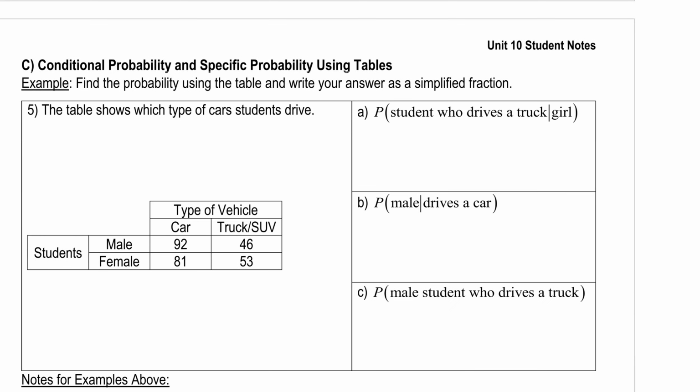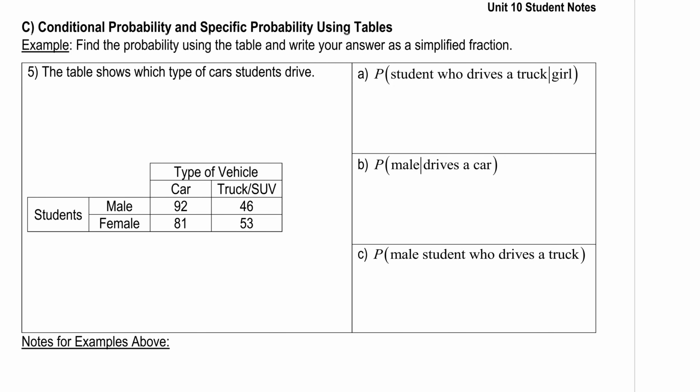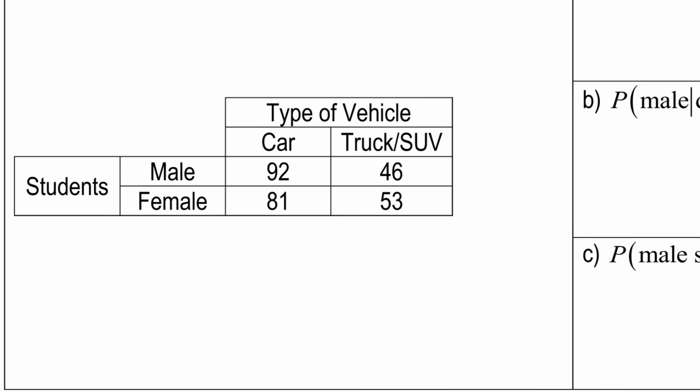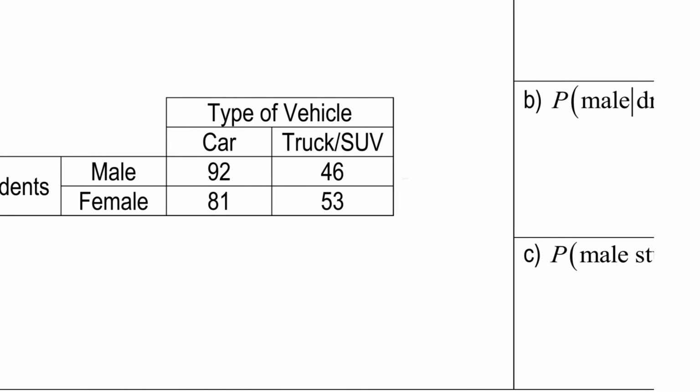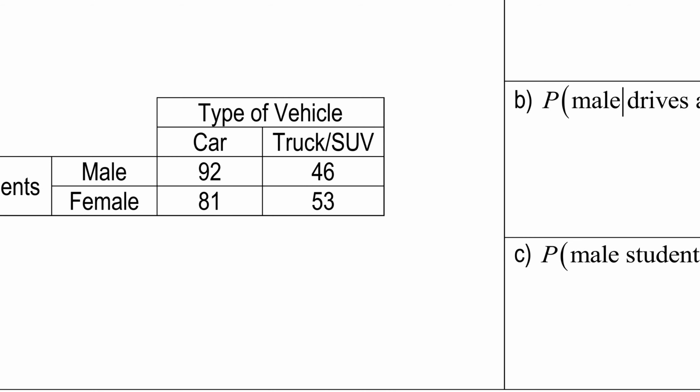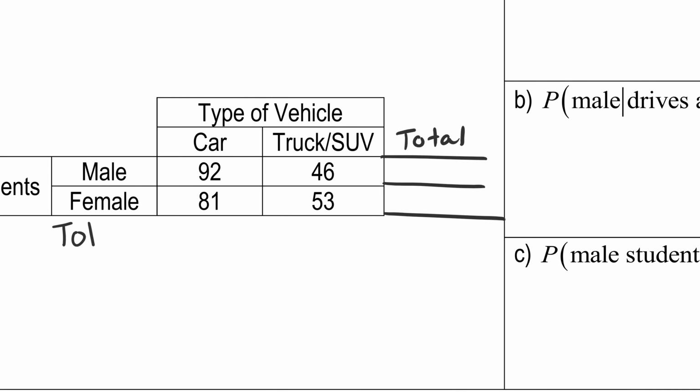Alright, last part, C. Conditional probability and specific probability using tables. Okay, again, I'm finding probability. I'm going to use this table now to help me, and I want a simplified fraction. So not much has changed. Okay, when you have a table like this, first thing that I would do is add, then find the totals. So I want the total over here for all of these, and I want the total down here for these.